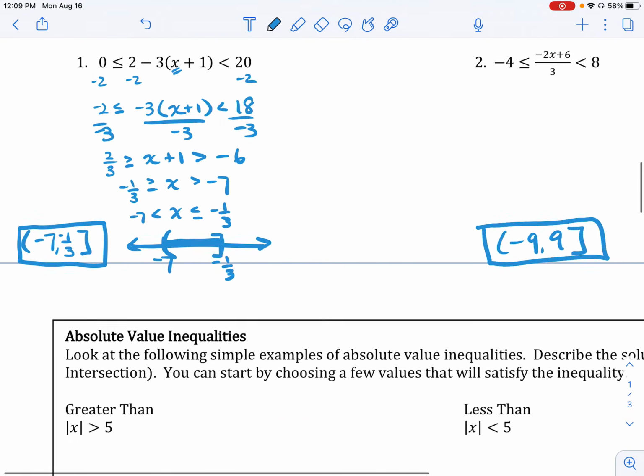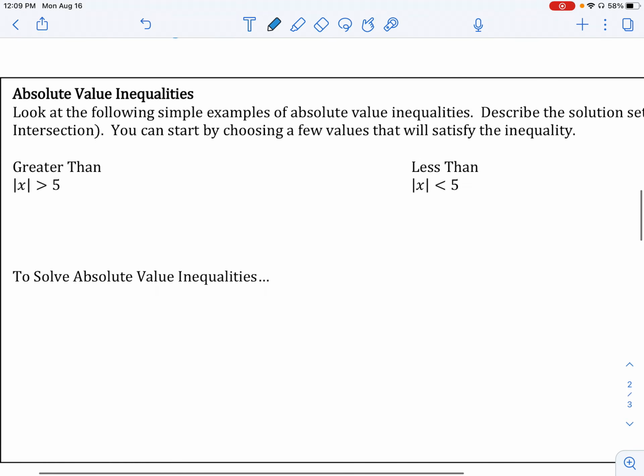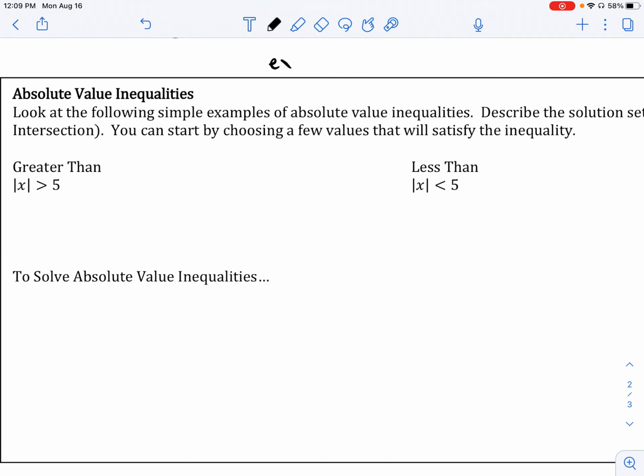Now, the last type of inequality I want to talk about today are absolute value inequalities. And if you remember in my last video when I talked about absolute value equations, when I said something like the absolute value of x is equal to 4, what I'm saying here are two different things.